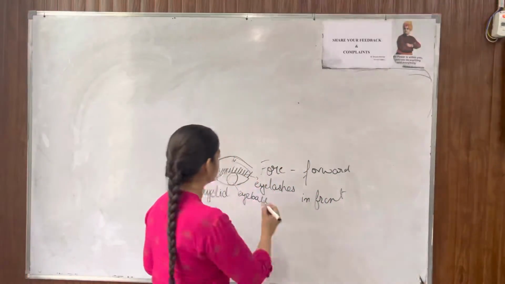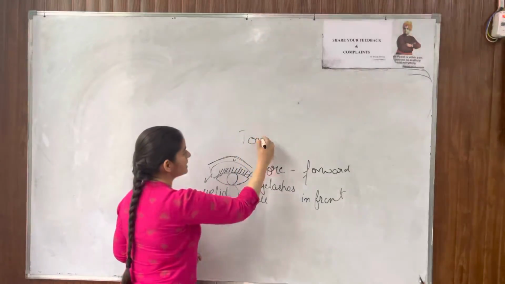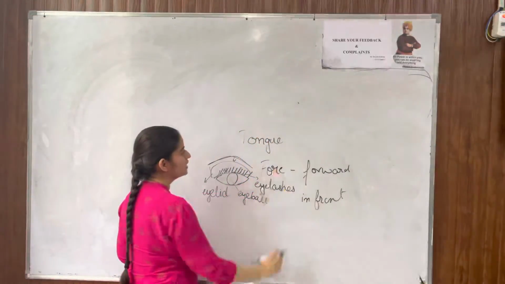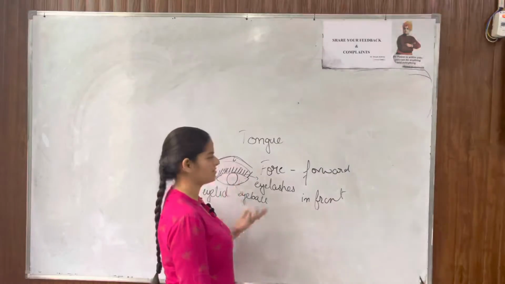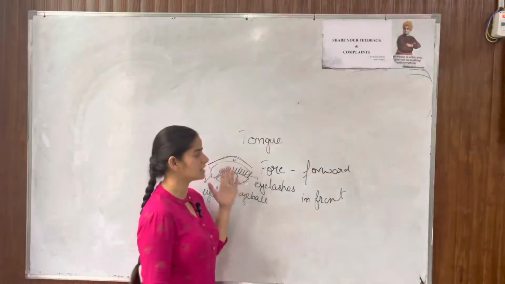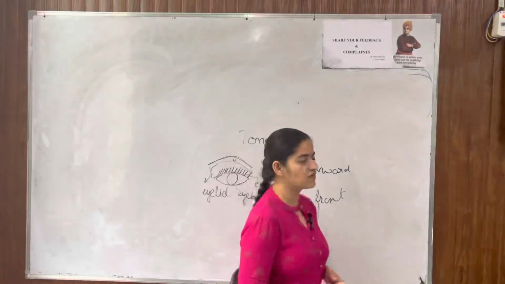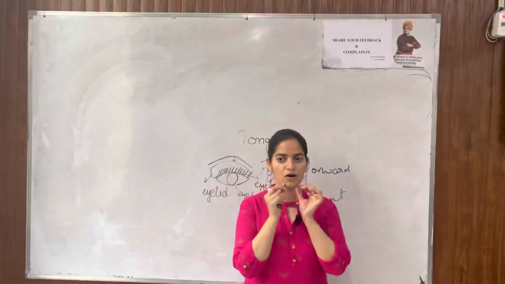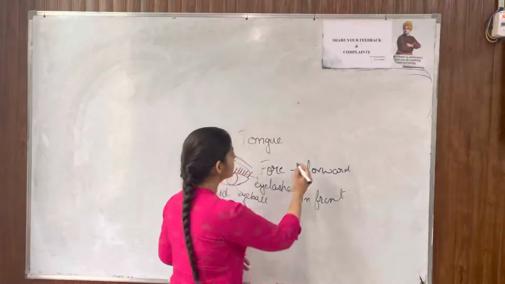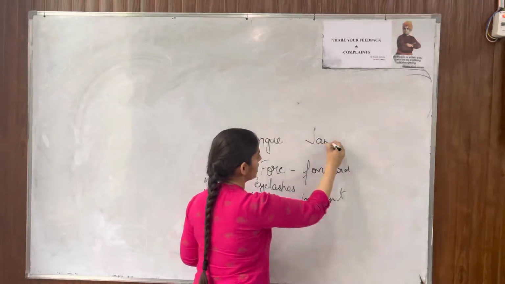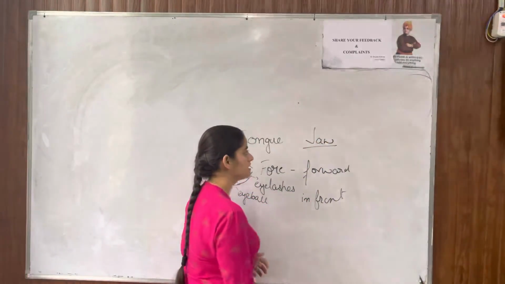Many of the children pronounce it incorrectly. They just say it the wrong way. Sometimes they may say it like that, but this is tongue. So we have tongue, then we have teeth, and this area is called jaw. Jaw. All right, this is jaw.